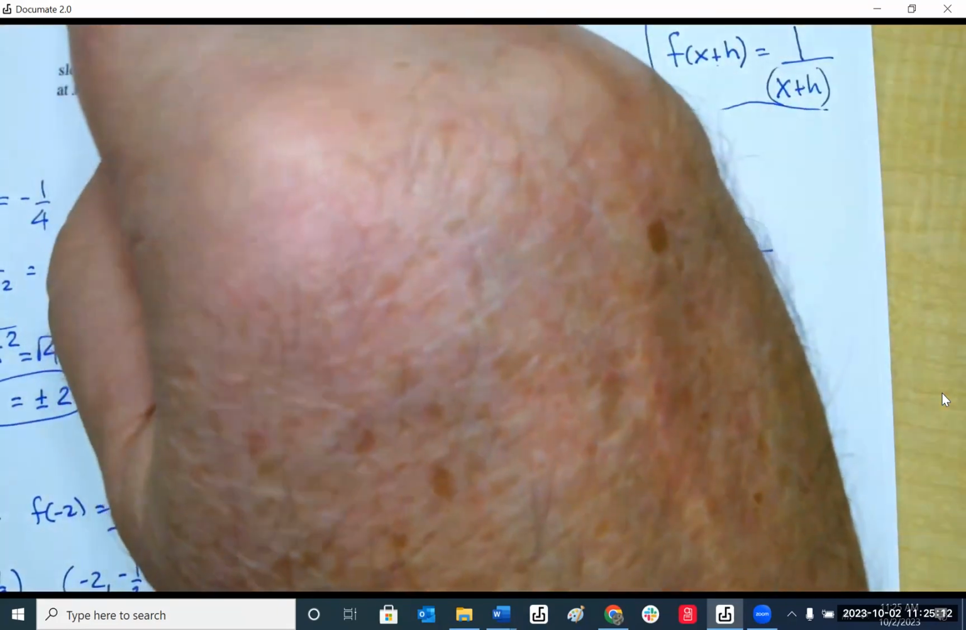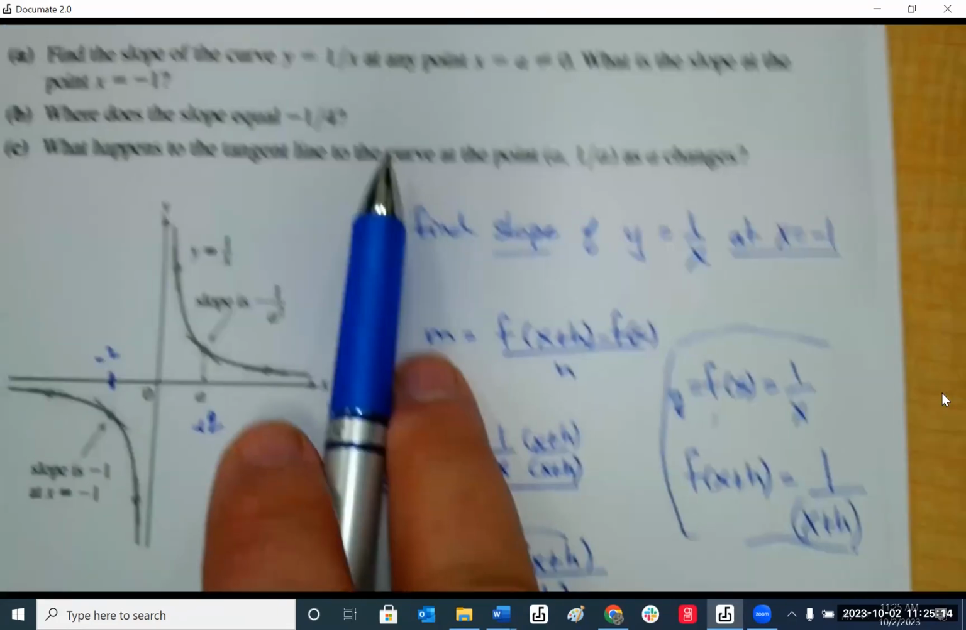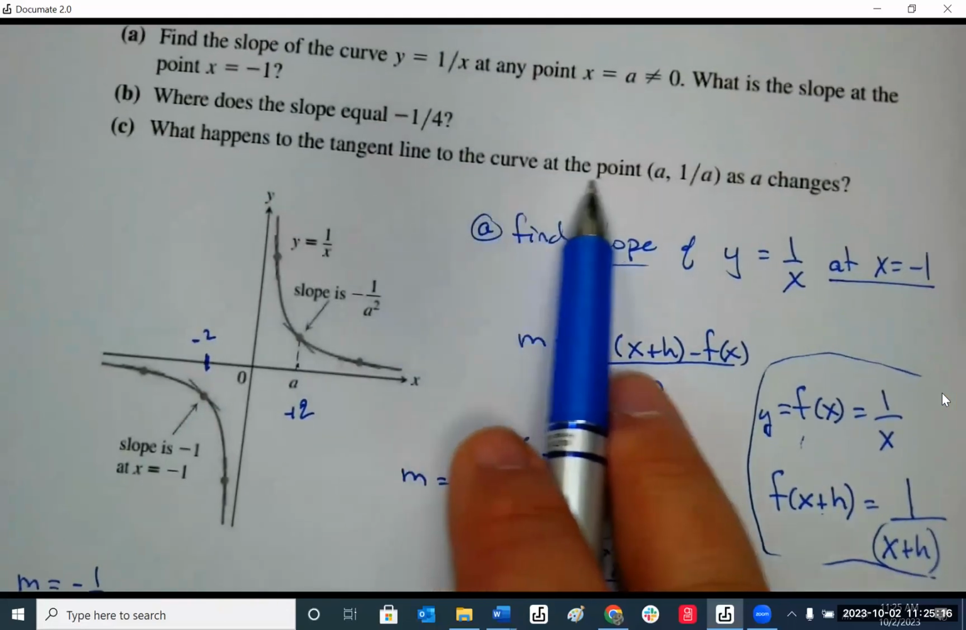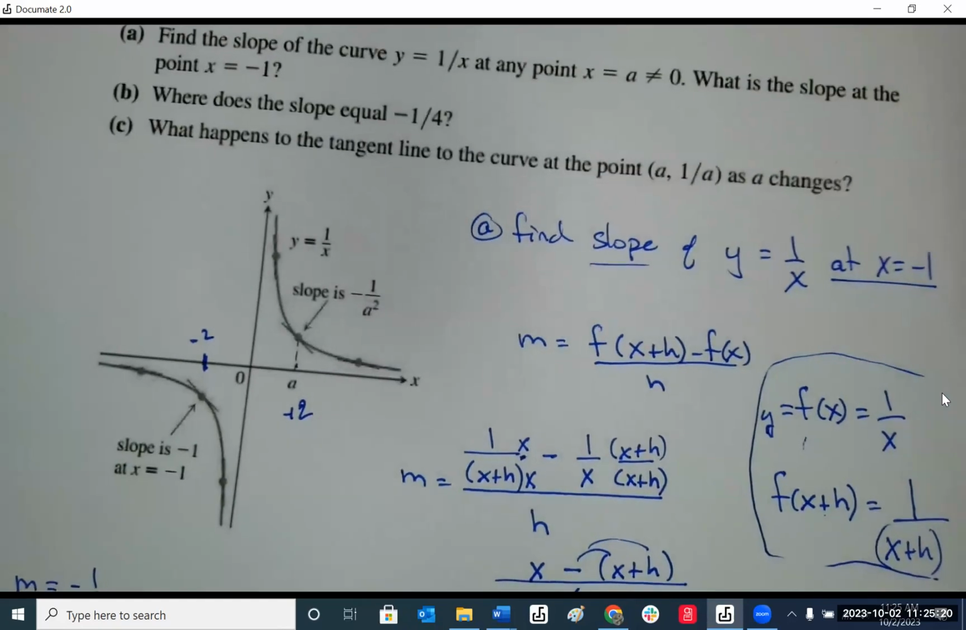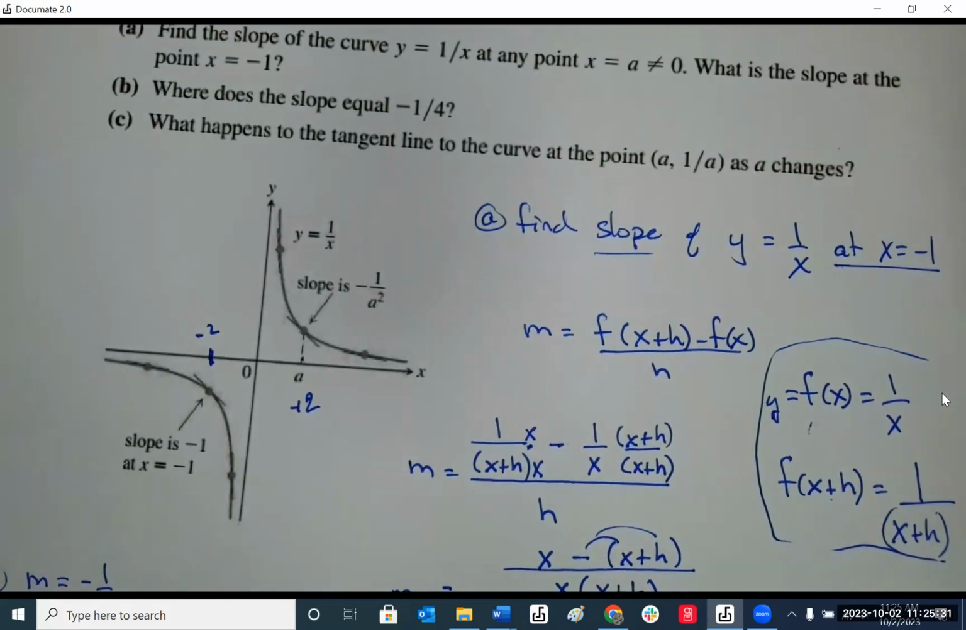So what happens to the tangent line at the point a, 1/a, as a changes? What happens to the tangent line?